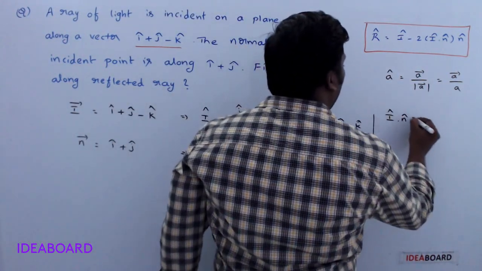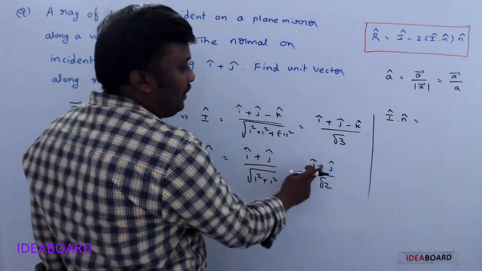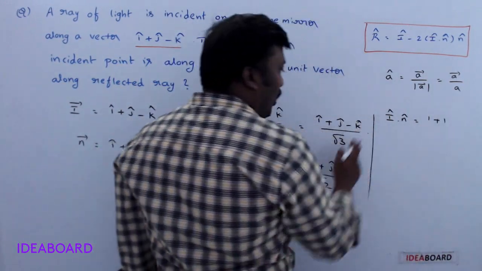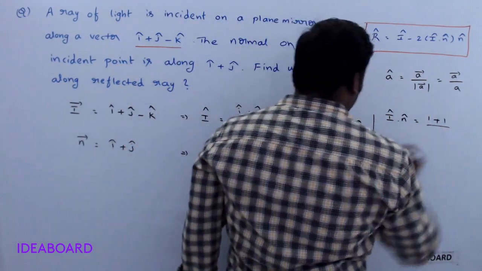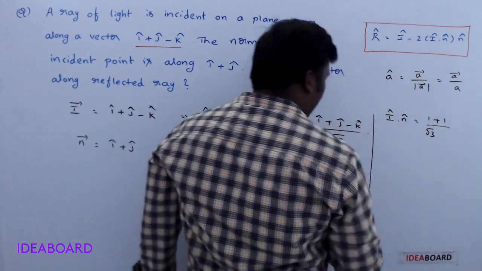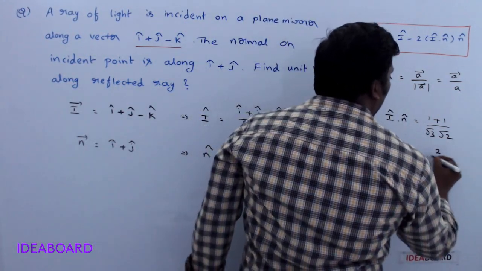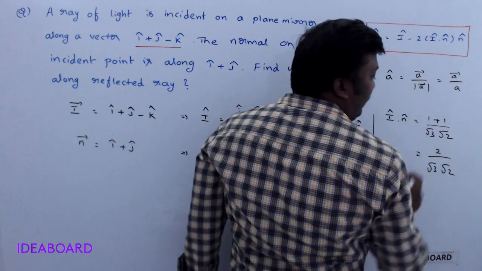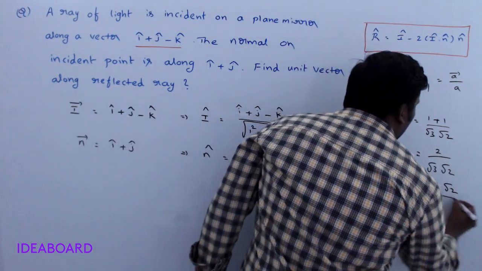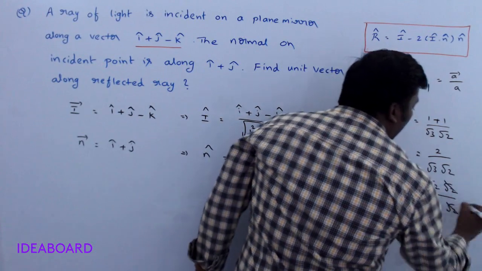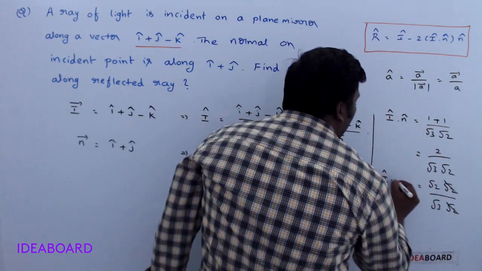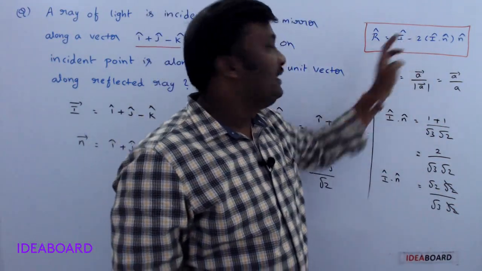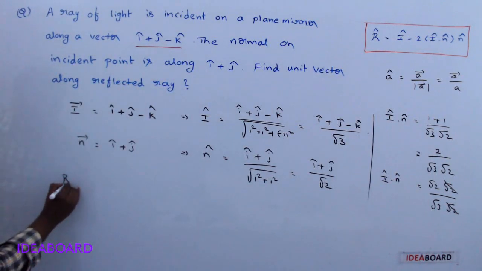So i cap dot n cap is equal to i bar dot i bar is 1, j bar dot j bar is 1, no component along the k cap, that's why that is 0, by root 3 here and root 2 here. Nothing but 2 by root 3 into root 2. 2 can be written as root 2 into root 2, by root 3 into root 2. Root 2 root 2 cancel. So what is the value of i cap dot n cap? Root 2 by root 3. Okay, now substitute this value in this formula.